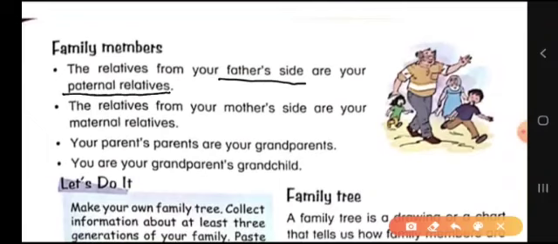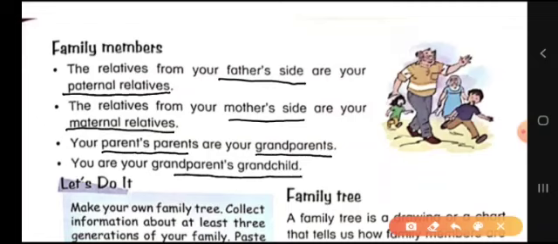Similarly, the relatives from your mother's side are your maternal relatives. Then your parents' parents, like your father's father and mother, your mother's father and mother. Who are they? Your parents' parents are your grandparents. And who are you to them? You are your grandparents' grandchild.